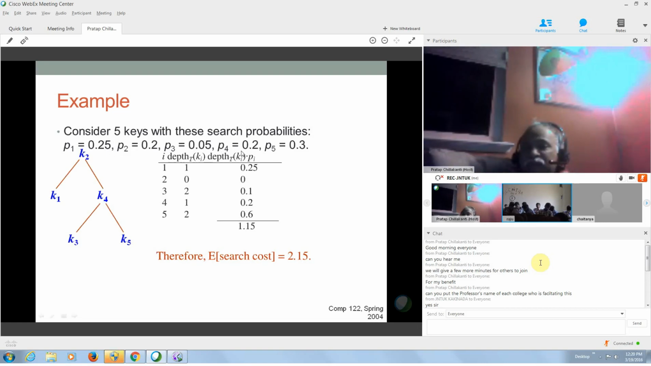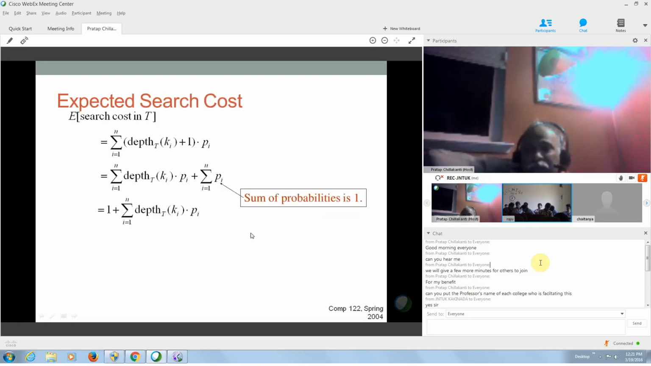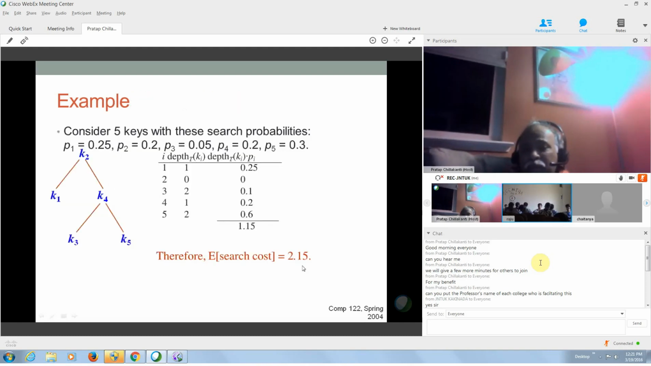If you have 5 keys and you have the search probabilities, which are listed here, right? Your goal is to calculate accessing all these nodes. What would be the total cost? That is what this total cost is. Total cost was 1 plus the sum of these elements, right? That's what it showed you here: 1 plus depth of k_i times p_i. So if you use that formula, it will come to 2.15.